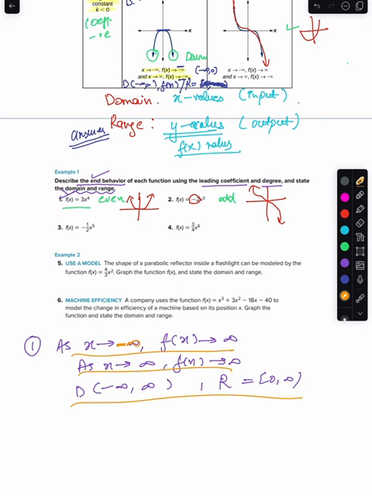For odd, it will be different. If x is going minus, f(x) is going down. If x is going plus, f(x) is going up. Is it fine? So you can choose as it is, same as these questions.